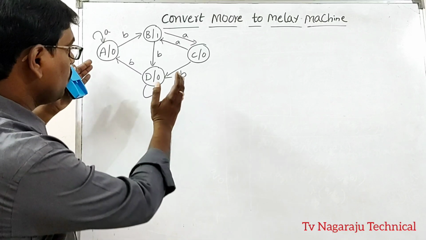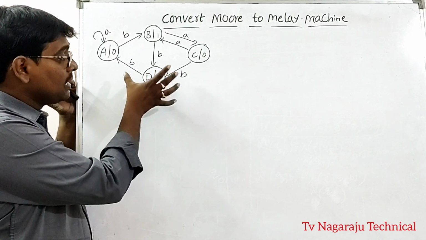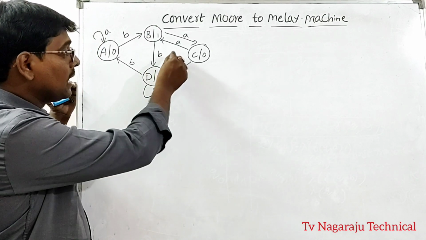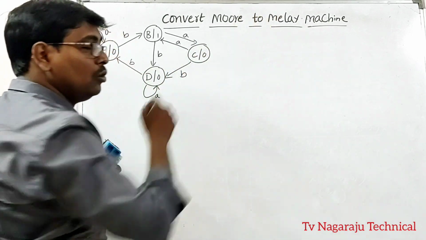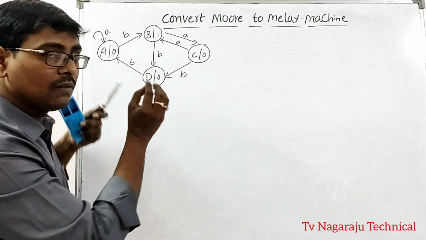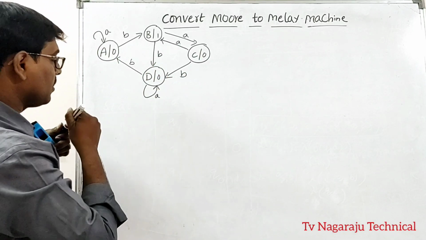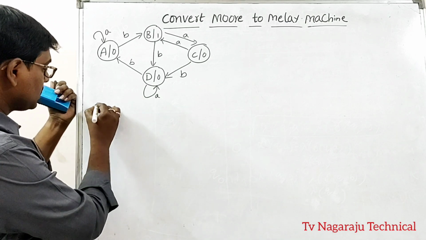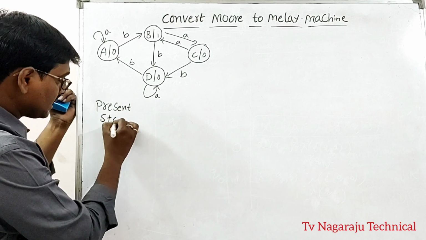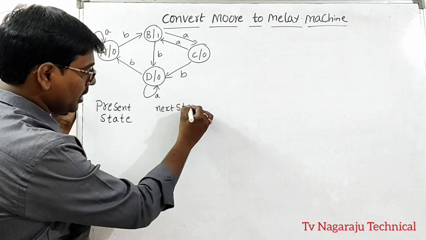Now, consider one example. This is the transition diagram and this is a Moore Machine. Now, your aim is to convert this Moore Machine into Mealy Machine. For simple understanding, first I will convert the transition diagram into a transition table. What does the table consist of? The table consists of present state and then next state.